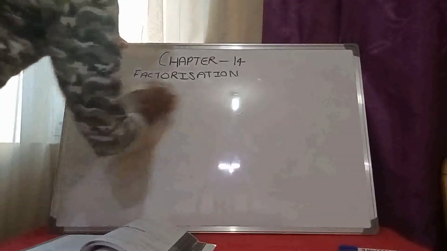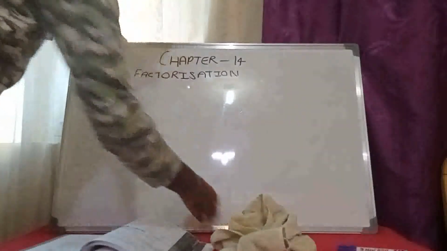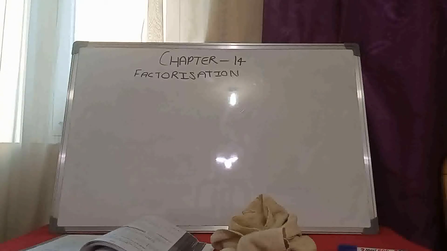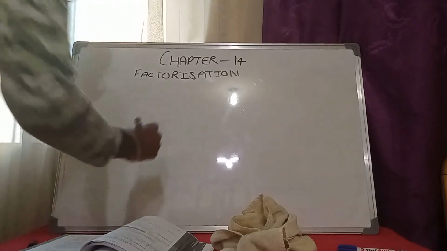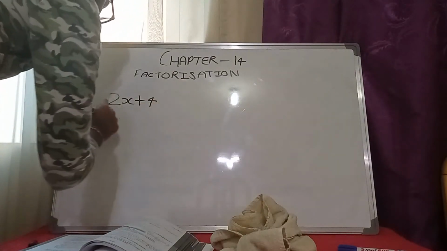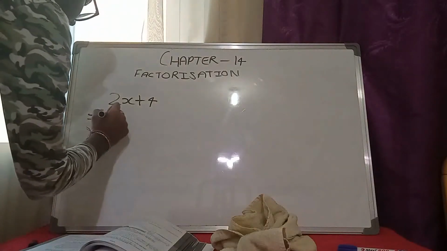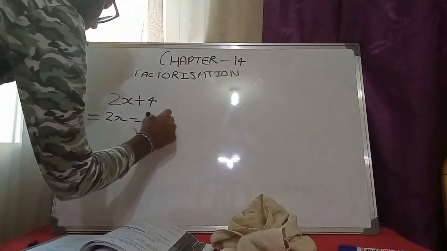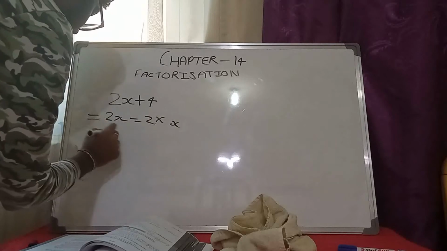So that is called factorization. Factorization means showing the expression as the product of its factors. Now we will be learning the common factors method. For example, now we take 2x plus 4. We can see here that 2x equals 2 into x, and 4 equals 2 into 2.